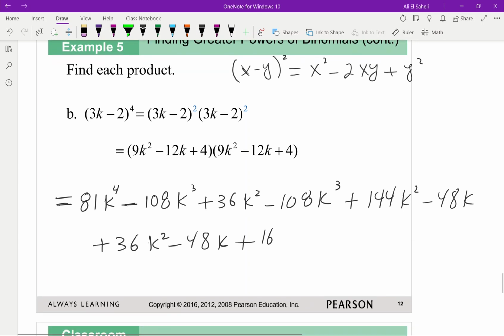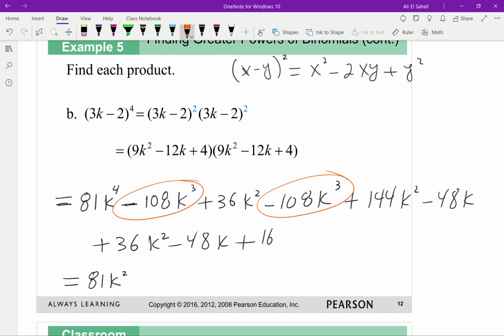Now we just collect like terms. It's only one k to the power 4, so 81k to the power 4. Then k cubed: minus 108 minus 108, so that's minus 216k cubed.